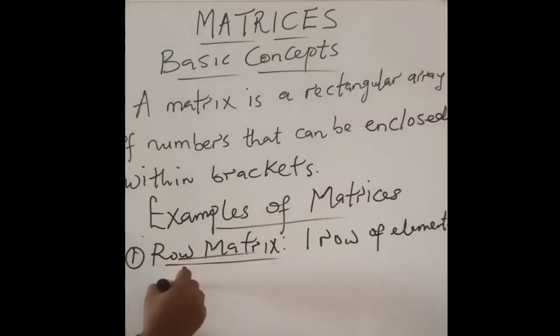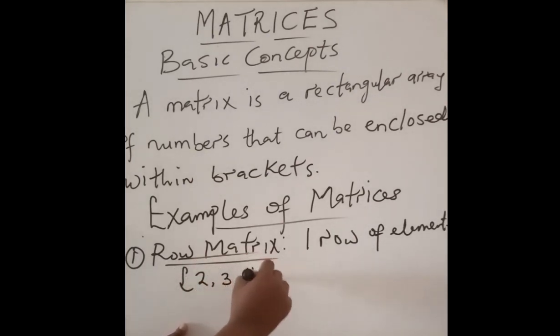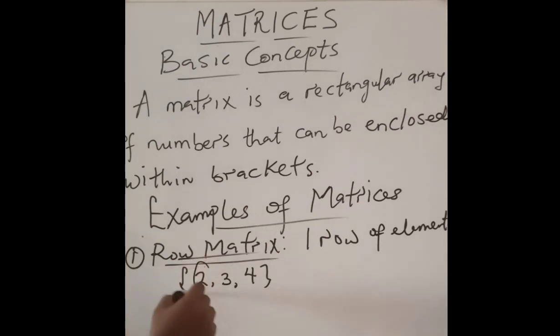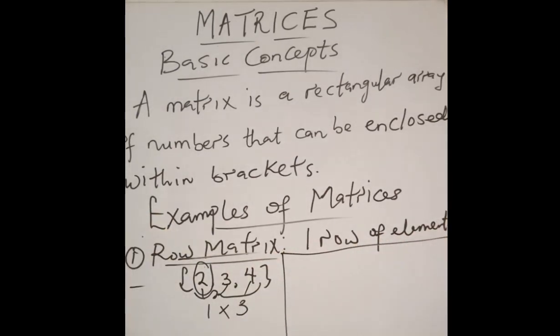We're going to look at some examples together for us to understand what I am talking about. Here we have an example of a row matrix. You can see some numbers enclosed within a bracket: 2, 3, 4. This is a very typical example of a row matrix. We have a matrix of 1 by 3, so 2, 3, 4 is an example of a row matrix and it has an order of 1 by 3.